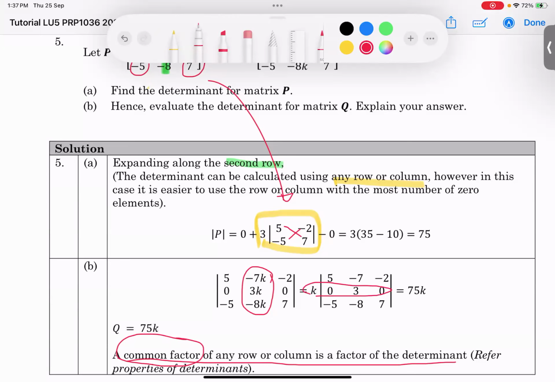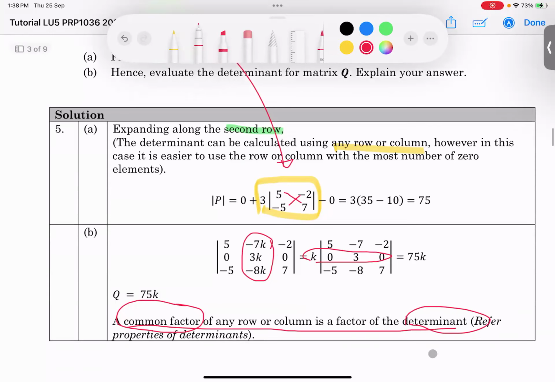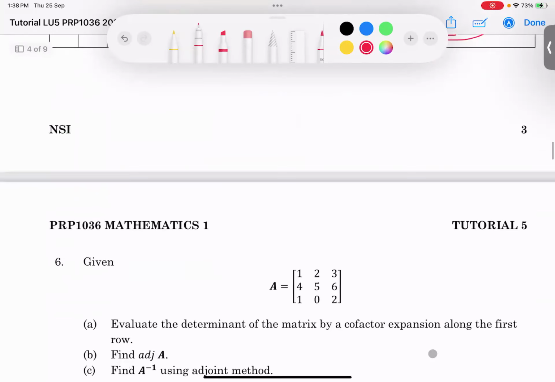Okay. So I have students ask me about common factor and scalar. Scalar is different. Scalar has to multiply into each of the numbers inside. But as for common factor, it only involves one row. Okay, one of the rows only. For the determinant case only. Like this, the absolute symbol, right? So move on. Question number 6.